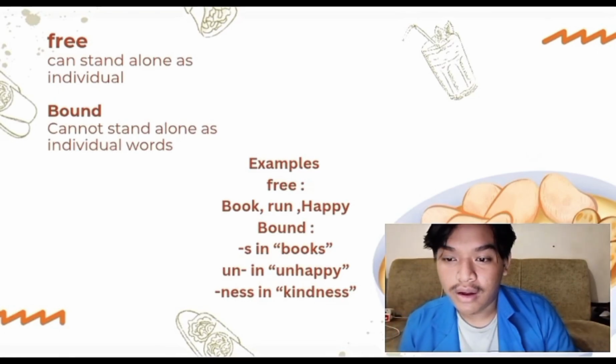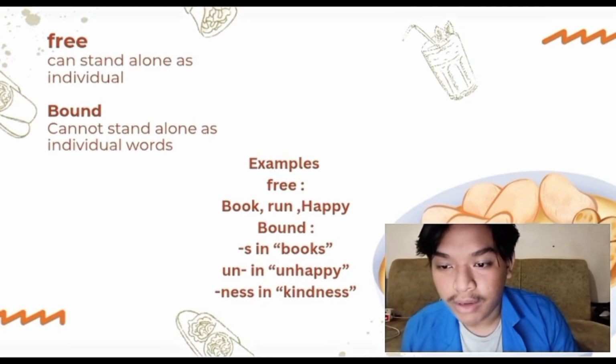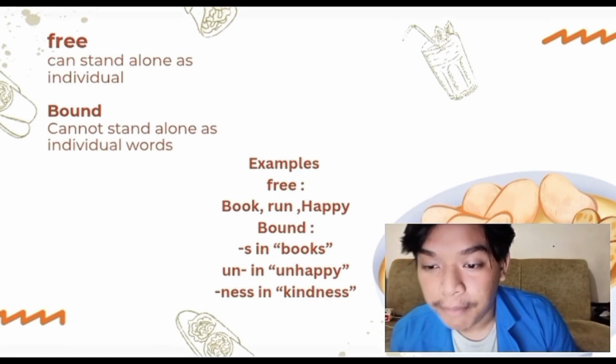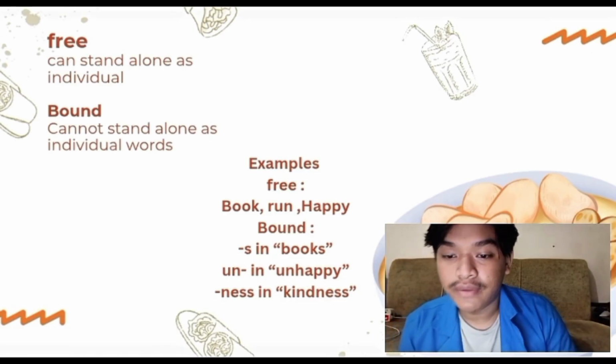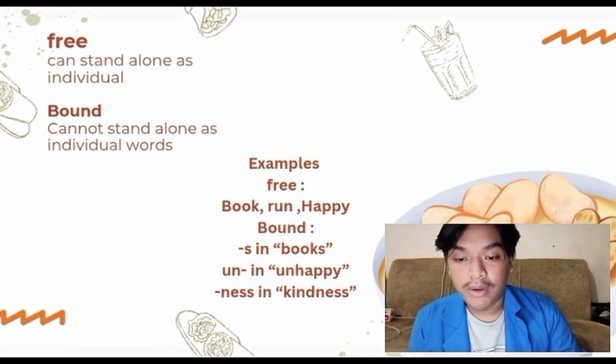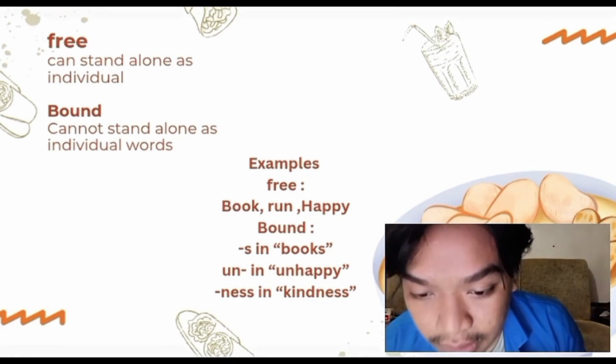There are two types of morphemes: free and bound. Free morphemes can stand alone as individual words, while bound morphemes cannot stand alone as individual words. For example, free: book, run, happy. Bound: the s in books, the un and ness in unhappiness, and the ness in kindness.